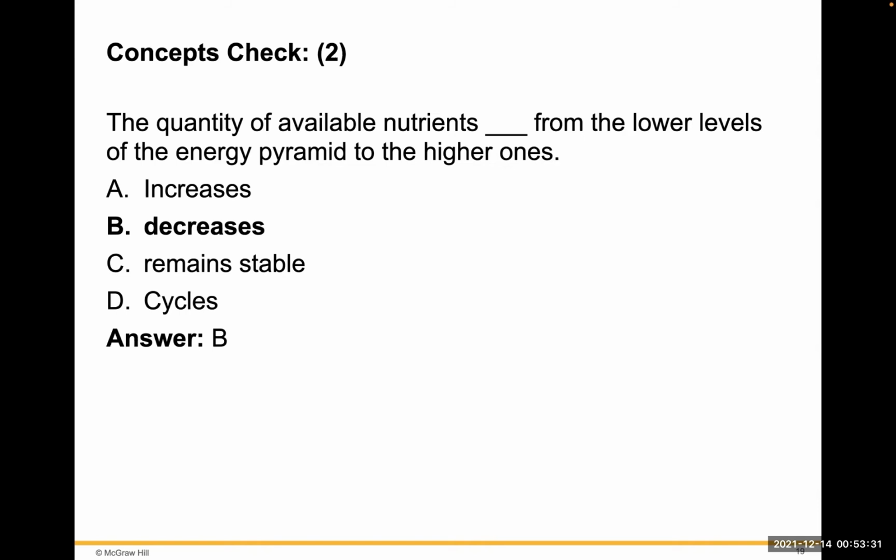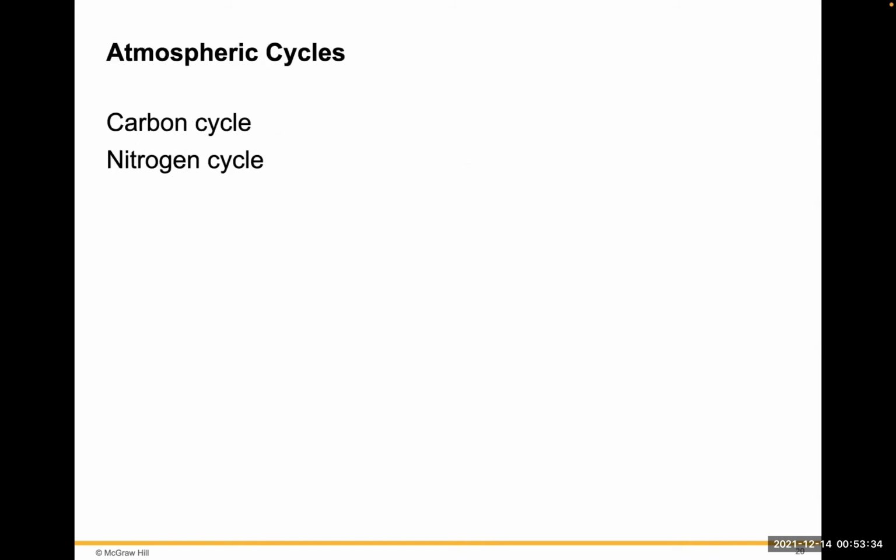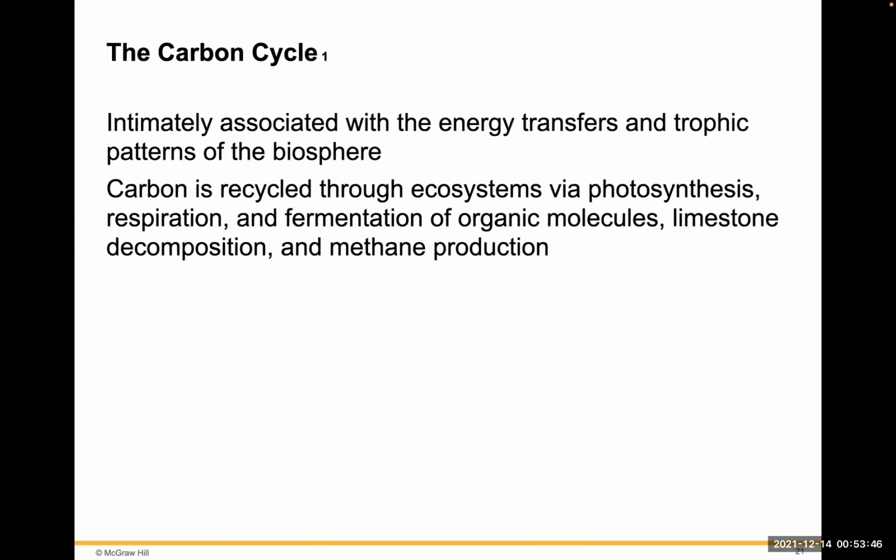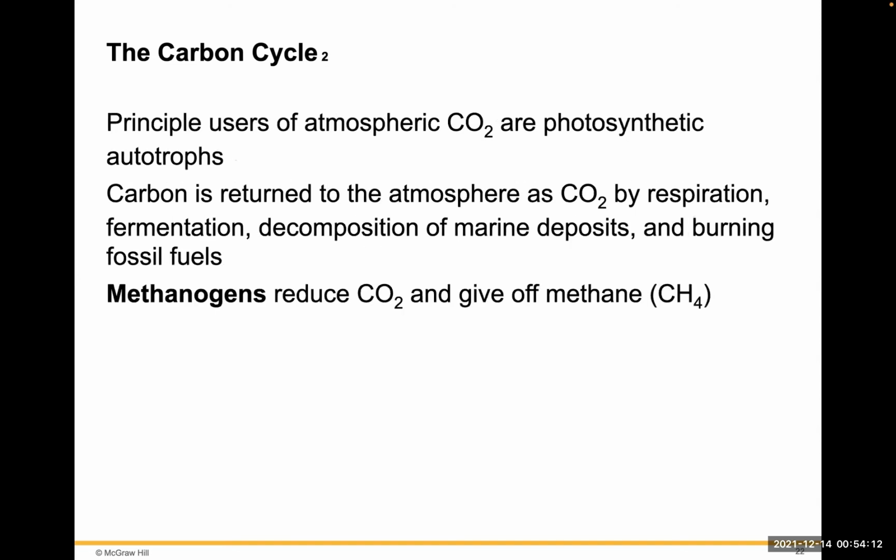Yeah. All right, perfect. So we have atmospheric cycles. We have a carbon cycle and a nitrogen cycle to recycle the carbon and nitrogen back into the biosphere, back into living systems. The carbon cycle is intimately associated with the energy transfers and trophic patterns of the biosphere. Carbon is recycled through the ecosystems by photosynthesis, where plants take in CO2 and water to make sugar and oxygen; respiration; fermentation of organic molecules, like when we make alcohol; limestone decomposition, which breaks down to CO2; and methane production. Methane gas, CH4, produces carbon.